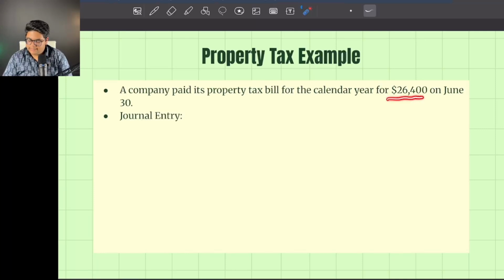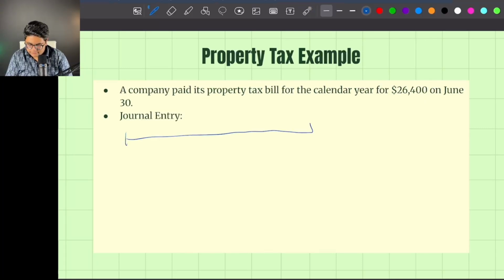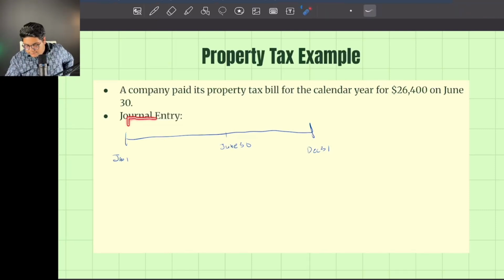The amount was $26,400 on June 30th. So I'll illustrate how property taxes work. Let's say you have a timeline of the year. You have January 1st and you have December 31st. This is June 30th, the exact middle of the year. What the city of Edmonton does, or however property taxes work, is basically on June 30th, you'll get an amount. This amount is for the whole year of January to December.